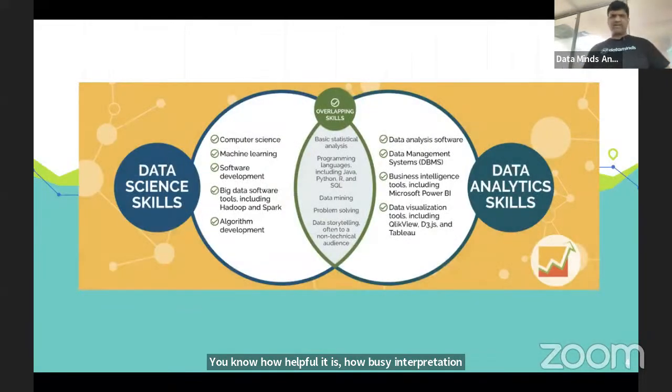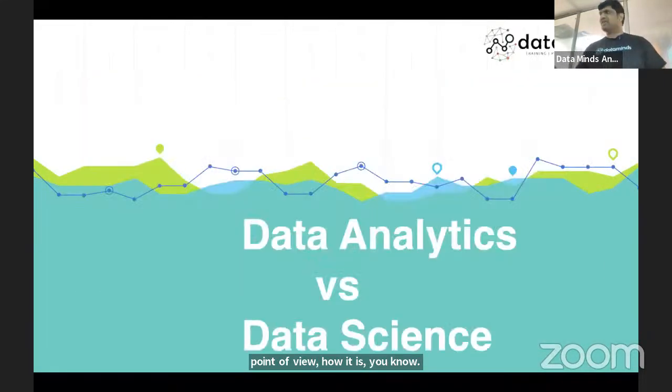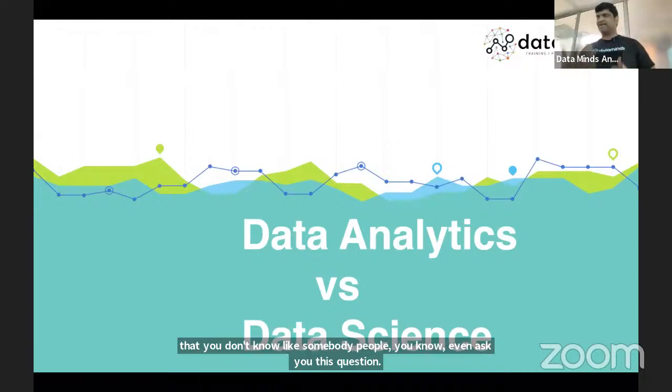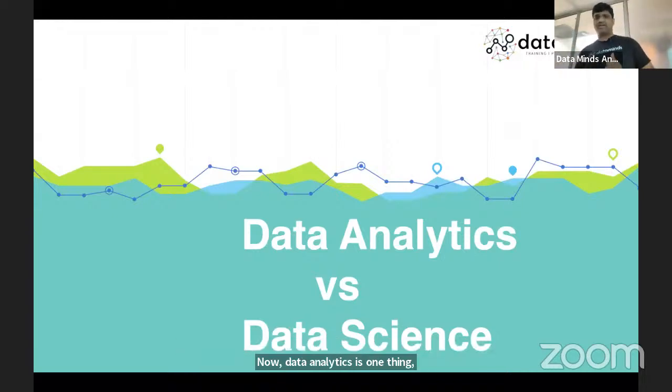This is the general idea. Somewhere down the line, people even ask me this question. Data analytics is one thing, data science is one thing. Now what is data engineering? Data engineering is again a separate stream, which is pretty much in handshake with data analytics and data science. Data engineering basically covers Scala, Java, Hadoop, Spark.